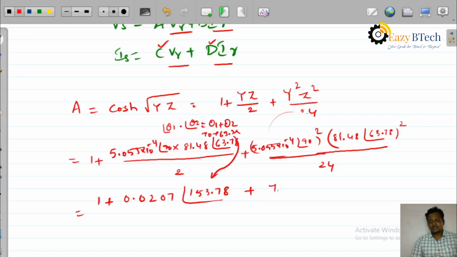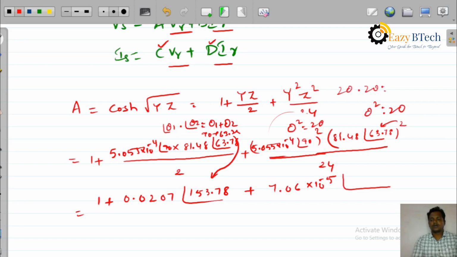this multiplication 7.06 into 10 power minus 5 at an angle theta square becomes 2 theta. Here also theta square becomes 2 theta. 2 theta into 2 theta, again theta 1 into theta 2 becomes theta 1 plus theta 2. Therefore, finally 90 into 2 plus 3.78 into 2, we can get 307.56.